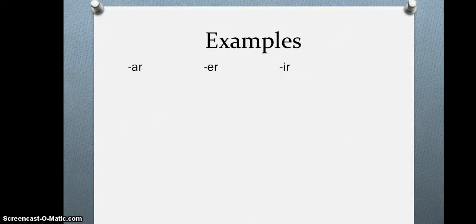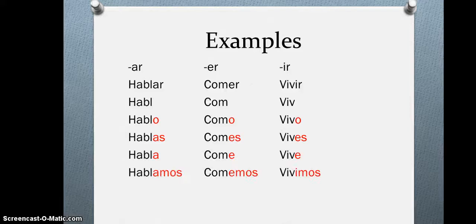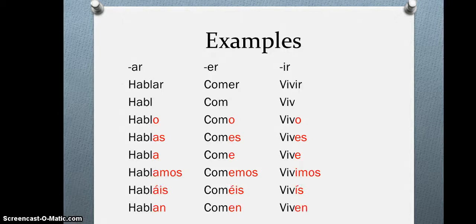I've given you an AR, ER, IR verb. We have hablar, comer, and vivir. They're pretty much your basic model verbs for those three types of verbs. You'll see these come up a lot. Then I've given you your stem: habl, com, and viv. You have your yo form, tú form, él, ella, usted form, nosotros form, vosotros form, and then we have the ellos forms.